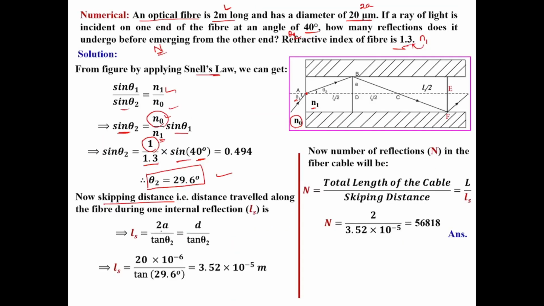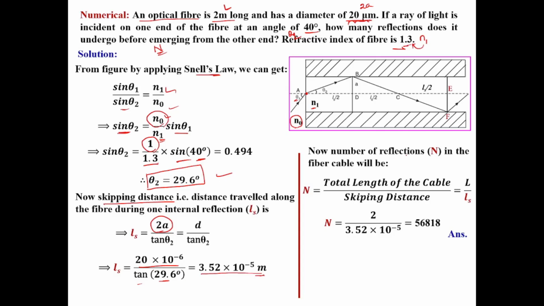Now to calculate the skip distance I consider this formula, 2a by tan theta 2. 2a is nothing but the diameter, given as 20 micrometer, so 20 into 10 to the minus 6 by tan theta 2, here we calculated 29.6. Finally we found Ls equal to 3.52 into 10 to the minus 5 meter.